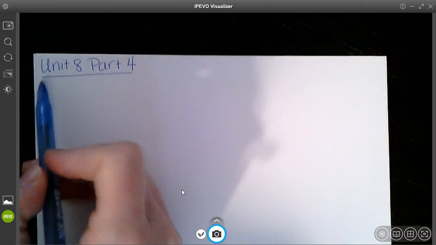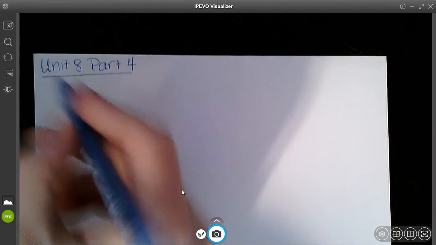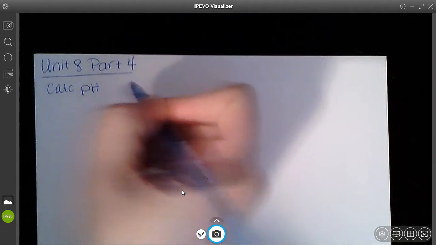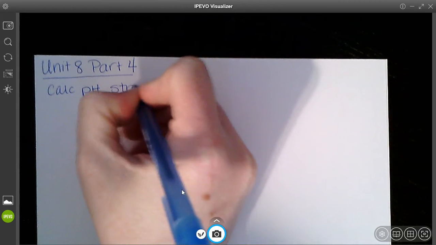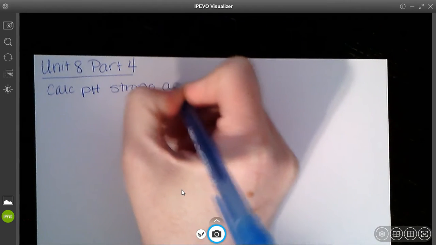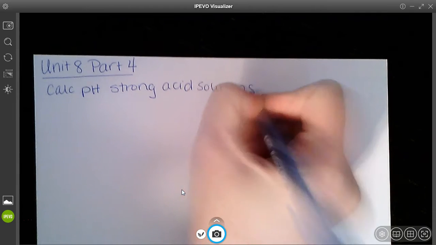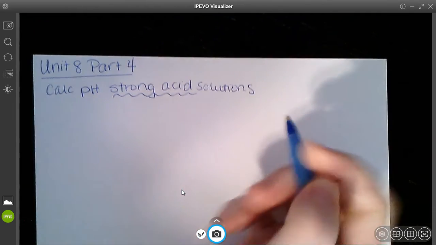Guys, today we're going to continue our journey in Unit 8, Acids and Bases. It's Part 4, and we're going to discuss how to calculate the pH of different acids, and we're going to start with strong acids. So, calculating the pH of strong acid solutions.